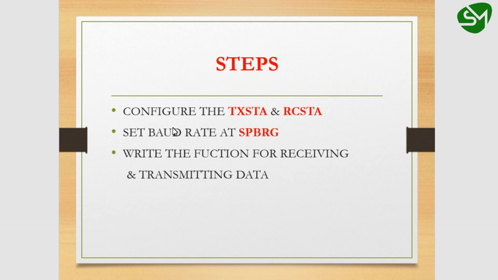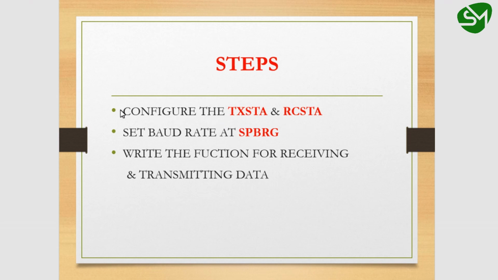First step is to configure the TXSTA and RCSTA. These two are the control registers for UART communication. Firstly, we want to configure these two registers, and the second step is to set the baud rate at the SPBRG register. So the baud rate must be set in the SPBRG register, and thirdly, we want to write functions for receiving and transmitting data over UART communication. So we will move with the first step.